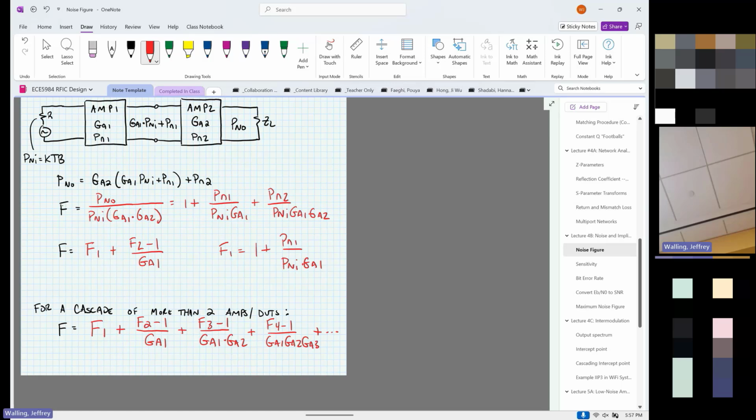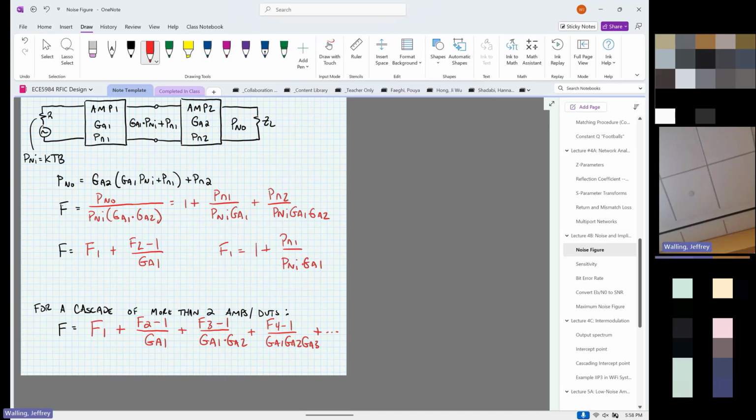All right, so why is this important? Well, obviously we want to minimize the noise contribution that we have up front and put as much gain up front as possible. So when we look at a receiver, almost all receivers are going to start with a low noise amplifier as their first component.